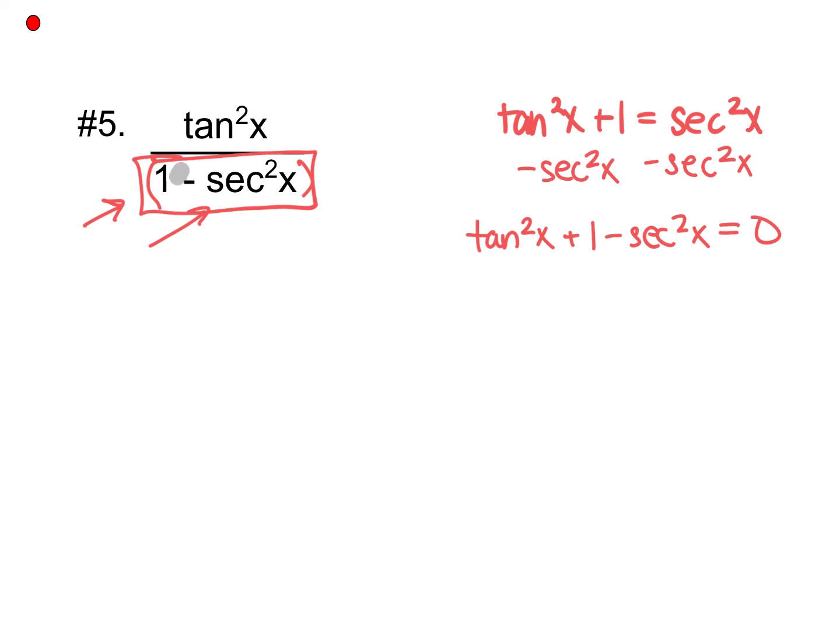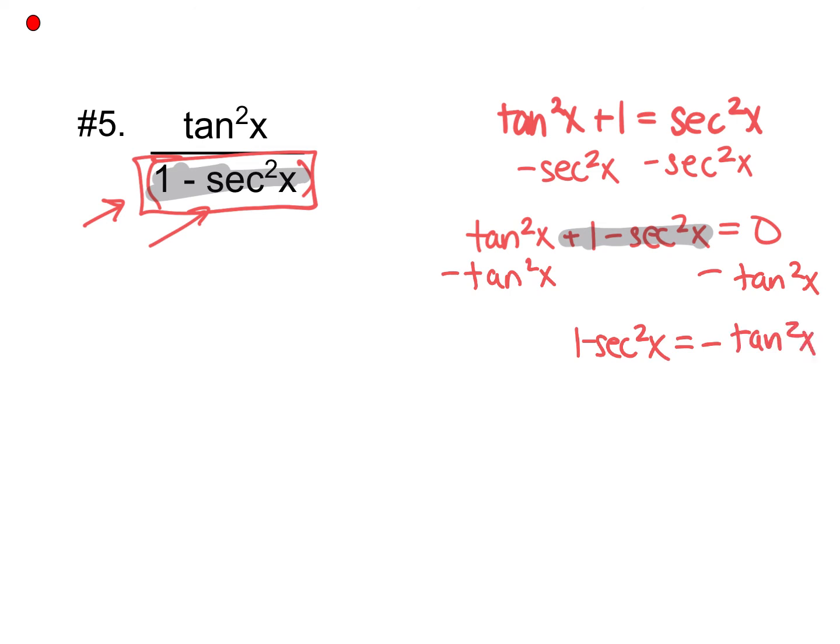Now, what I have right here and right here is what I'm looking for. So I need to take my tangent and I need to move it to the other side so that I've isolated what I've highlighted. I now have 1 minus secant squared x is equal to negative tangent squared x.